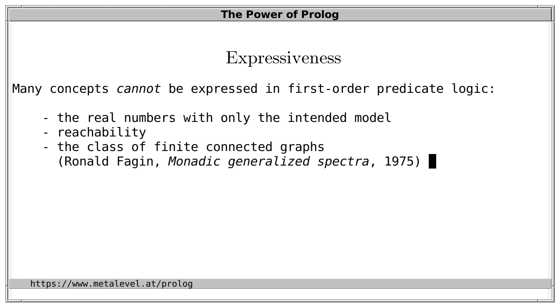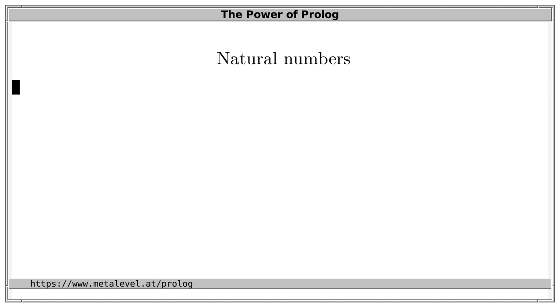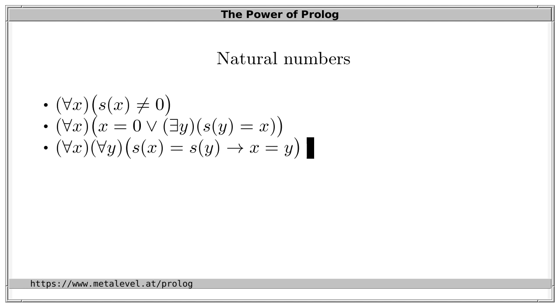Also, we can't define the class of finite connected graphs, and also not the natural numbers with only the intended model. Of course, we can state many requirements for natural numbers in first-order logic, using, for example, the constant symbol 0 to denote 0 and the unary function symbol s to denote the successor of a natural number. For example, 0 is not the successor of any natural number, and each natural number is either 0 or the successor of a natural number. And if the successors of two numbers are equal, then the numbers are also equal. And x plus 0 is x for all natural numbers, and so on.